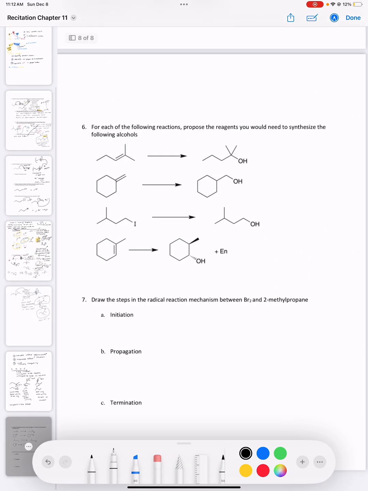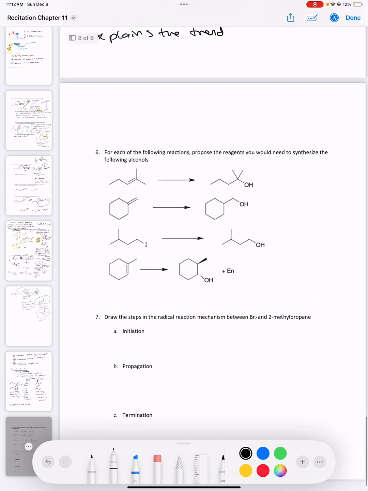Okay, and then the last question is, for each of the following reactions, propose the reagents you'll need to synthesize the following alcohol. So this is retrosynthesis, and the goal of this is for you to think about how to get the transformations that we want. When I look at that, I see we start with an alkene and we end with an alcohol. So this is an addition of water. The alcohol is added where the original alkene was.